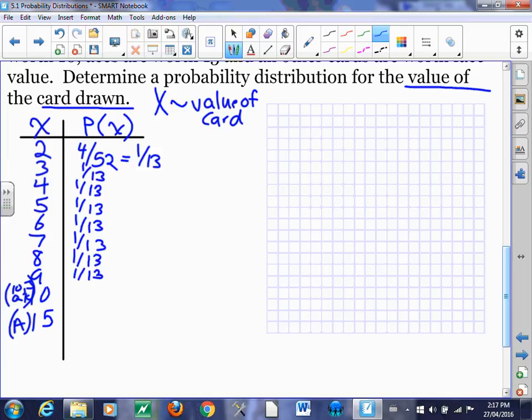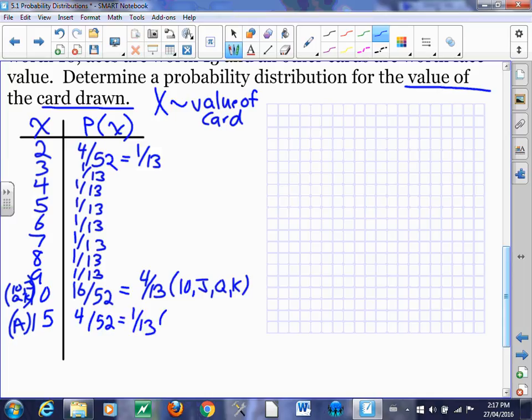Okay, so number 10, he's a tricky one. Okay, because there's a 10, a jack, a queen, a king. So there's 4 in each suit. So that's going to be 16 over 52, which simplifies to 4 over 13, because there's a 10, jack, queen, and king. Okay? If you're not sure, I'll write that out. 10, jack, queen, and king of each suit. All right? And then don't forget, for the 15 points, it's ace. So the ace is 4 over 52, which equals 1 over 13, and that's your ace. He's got more points.